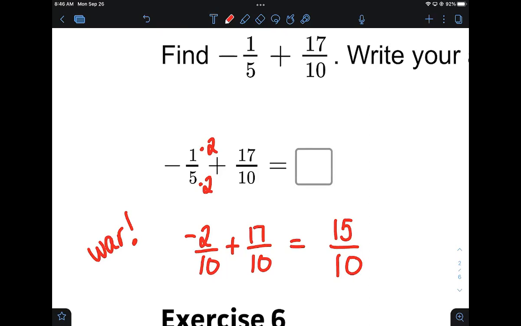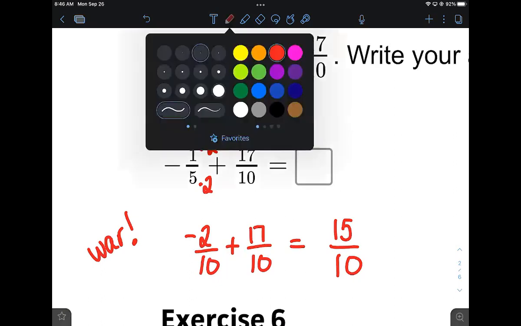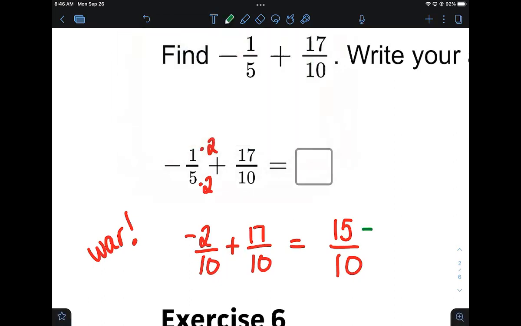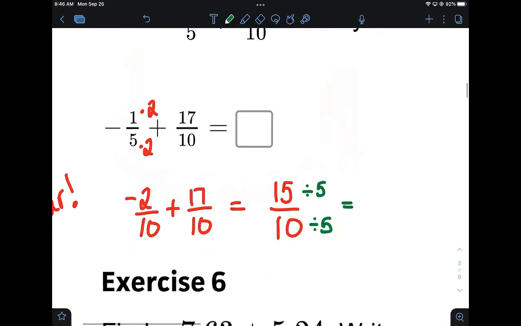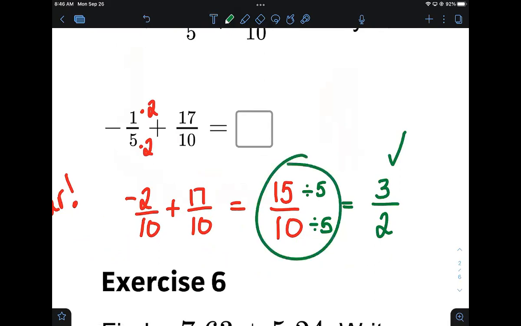Now, this answer is correct, but it is not in simplest form. What number goes into 15 that also goes into 10, Mason? 5, exactly. So we can divide the top by 5, divide the bottom by 5, and what will this reduce to then, Mason? 3 halves. I am perfectly fine with that answer. I'd probably give you half credit on 15 tenths because it's right, it's not reduced. I'd give you full credit on 3 halves.